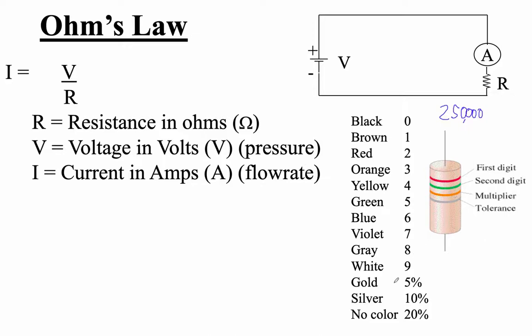And then, by the way, the last one is the tolerance. So gold are the more expensive ones. Silver is 10%. It's within 10% of what it says. There's a way to remember that, but I'm not going to put it in the video.